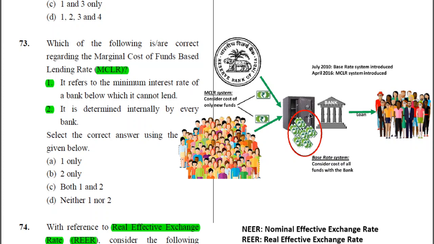So for the total money that the bank has, the bank will calculate the total cost that it is incurring in holding this money. So that is the base rate system. Each bank will decide how much cost it is incurring, and according to that interest, it will decide some base rate below which the bank will not lend money to anyone. So the base rate was a minimum interest rate below which a bank could not lend money to anyone.